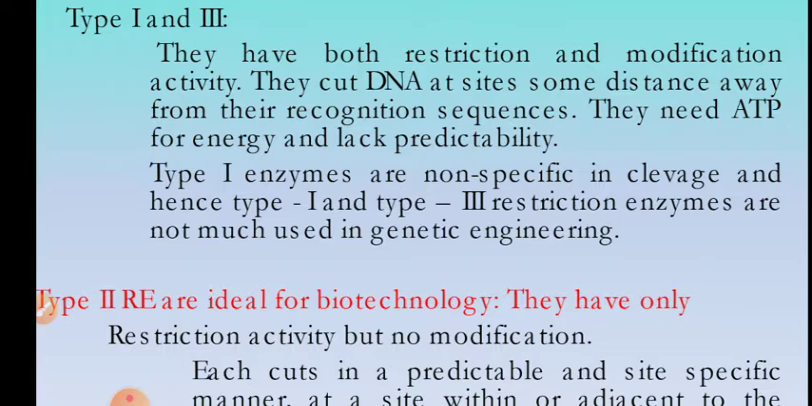They lack predictability. So type 1 enzymes are non-specific in cleavage, and type 1 and type 3 enzymes are both not much used in genetic engineering because they have restriction and modification activity both, and they require ATP. Also they are non-specific, they don't cut the DNA within the site, so they are not used.